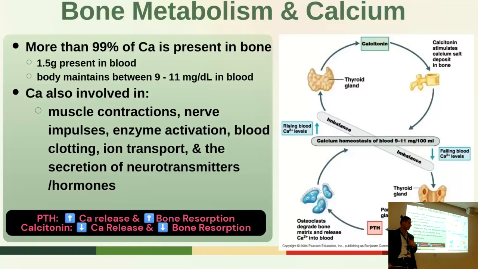Notably, from my perspective, I'm interested in exercise physiology. Calcium is involved in muscular contractions and allows our sliding filaments to pass over each other as a result of signaling within our cells. But it's also involved in nerve impulses, particularly in saltatory conduction. There's enzymatic activation. It's important for blood clotting, ion transport, neurotransmitters, for hormones as well, okay? And because of that, we need to consistently maintain a supply of it in our bloodstream. Not a huge amount, but we do need a supply.